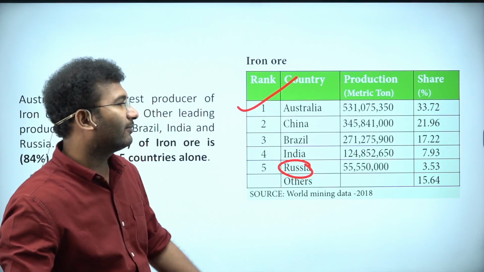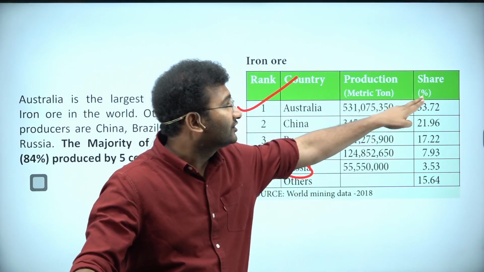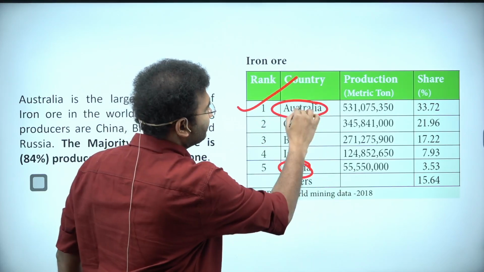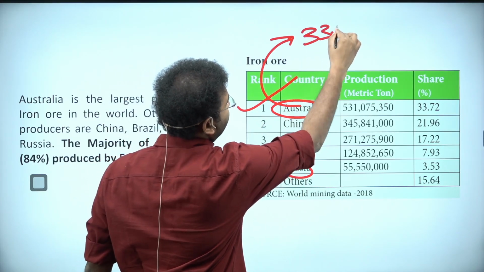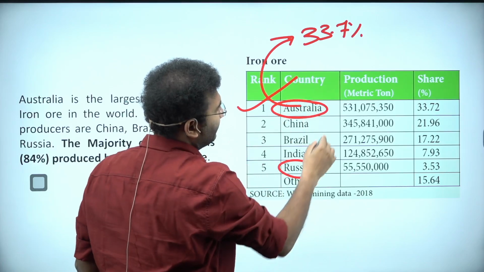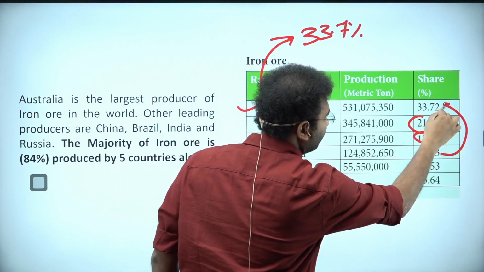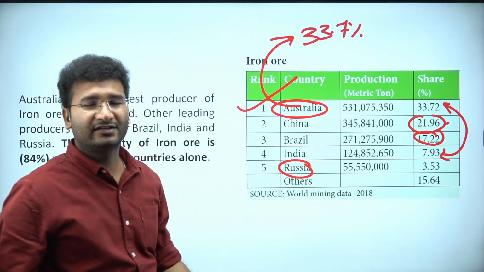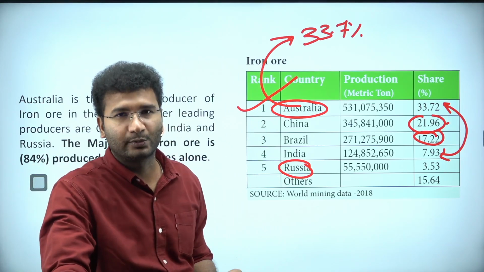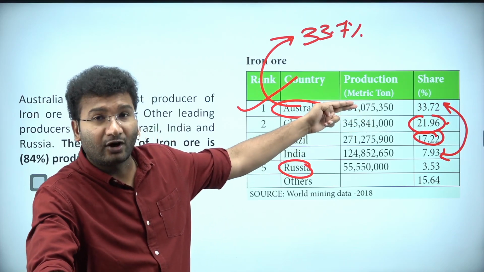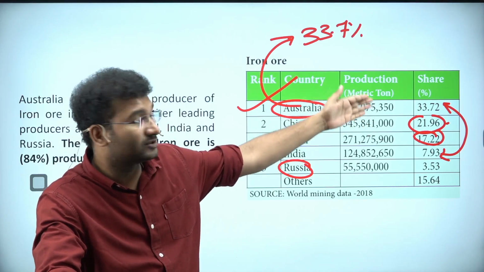But look at the gap between the share percentage. If you look, the highest percentage in the world is in Australia, that is 33.7%. Next is China, which is 21. Brazil is 17, but India, you look, the production of India is only 8% of the total world. But the top 3 countries, look, 33, 21, almost 54.